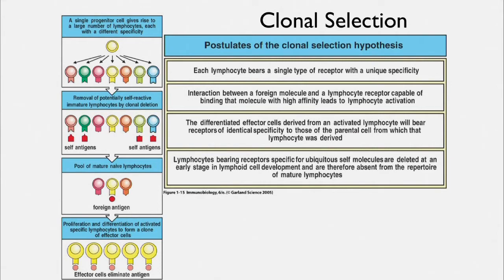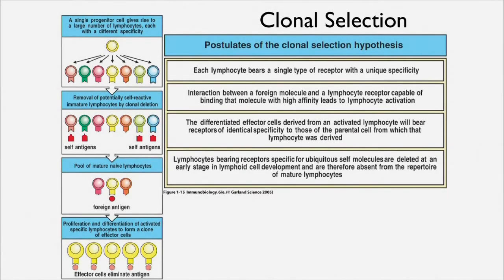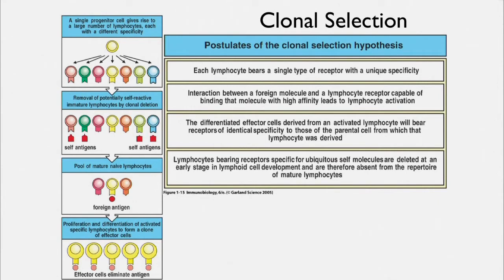They've been screened out. So if we look at this more diagrammatically, we see that a single progenitor cell will undergo some somatic recombination process that makes lots of different kinds of cells, each of which has a different specificity. Then the ones that can react with self are destroyed. So this would be a self-antigen. Those guys are destroyed. Those guys are destroyed. We're left with a pool of what are called mature naive lymphocytes. They're just waiting there. They haven't been selected yet for a foreign pathogen, but they don't react with self.